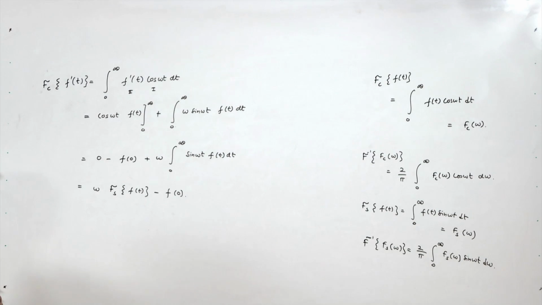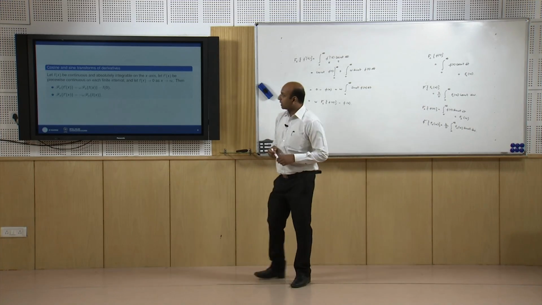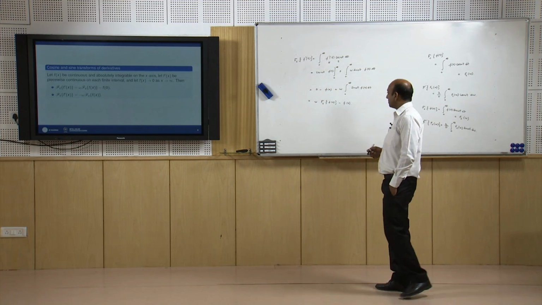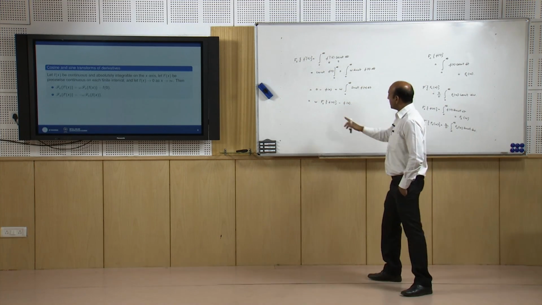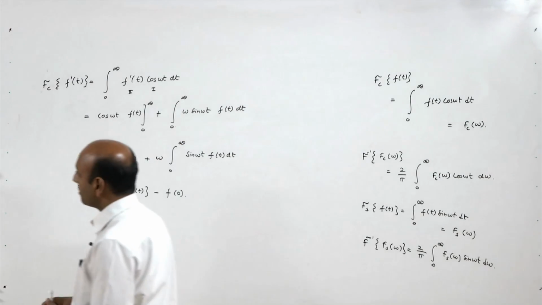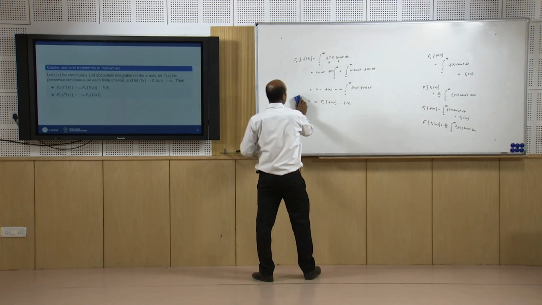So, this is the derivation for the first part, that the Fourier derivative of Fourier cosine transform of f will be nothing but omega times Fourier sine transform of f t minus f 0. Now, second part, Fourier sine transform of f dash x.